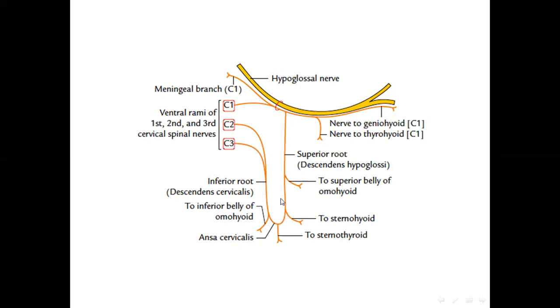Ansa cervicalis can be either a 3 marks or 5 marks question. So it supplies the infrahyoid group of muscles. What are those? Superior belly of omohyoid, sternohyoid, sternothyroid muscles, and the inferior belly of omohyoid.